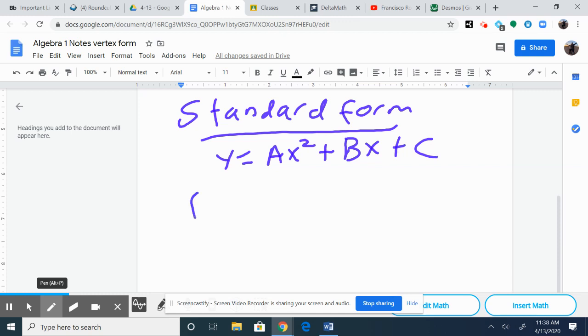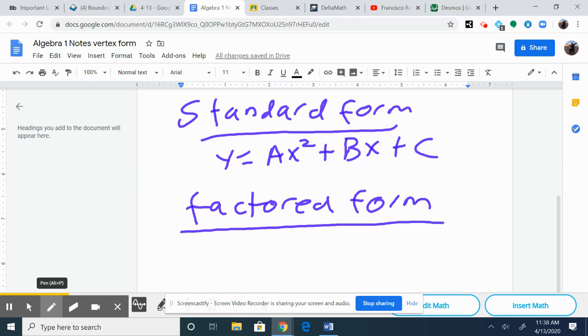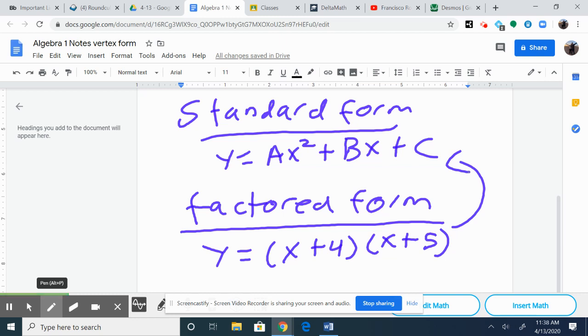We've also learned that we can factor that out, and we could have a factored version of that. So let's say I had y equals (x plus 4)(x plus 5). And if we FOIL the factored version of it, we get our standard form.